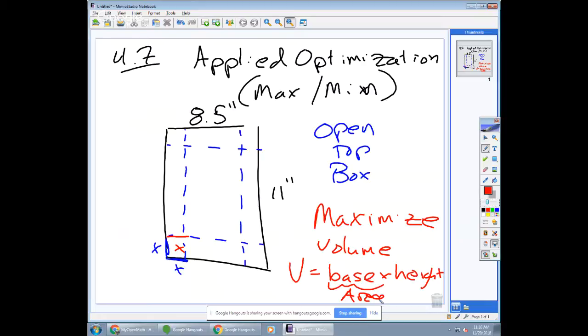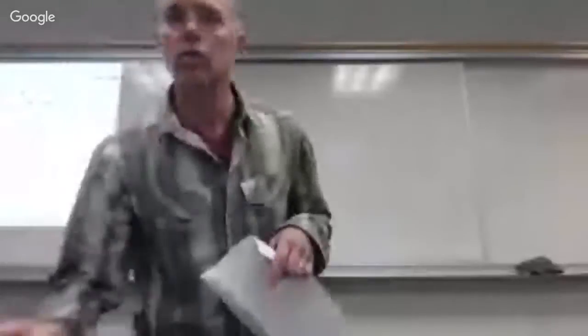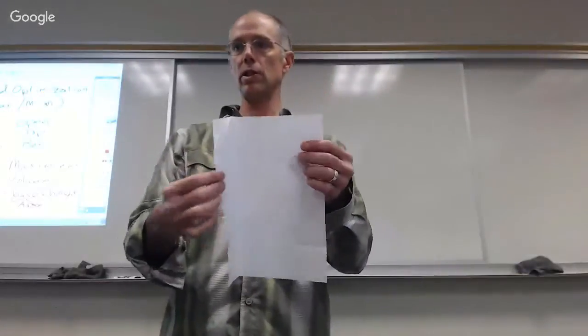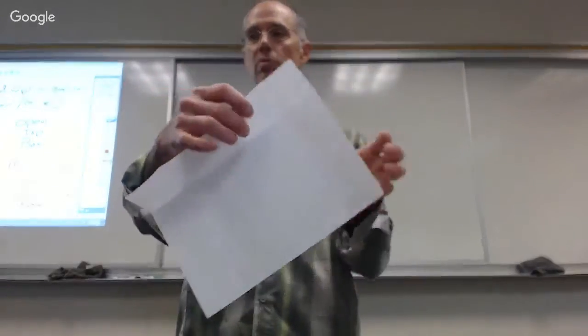All right, there are lots of folding, and let's see what happens here. All right, so let me switch to the camera view here. Where's my camera view? Right there. Hello world. So here's my 8.5 by 11 piece of paper.